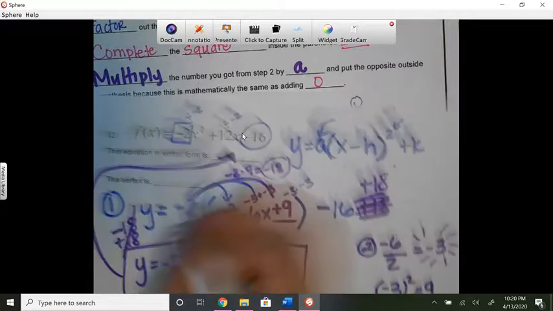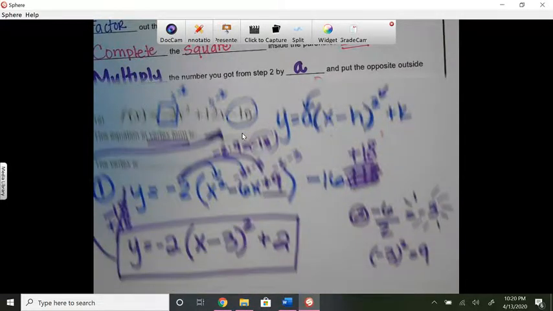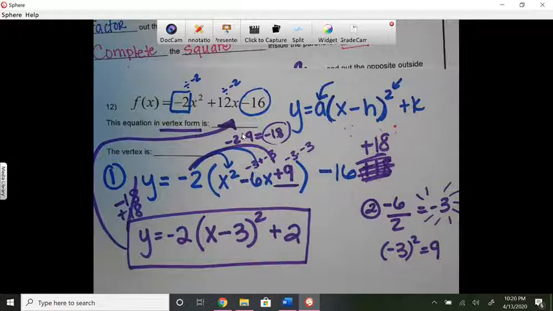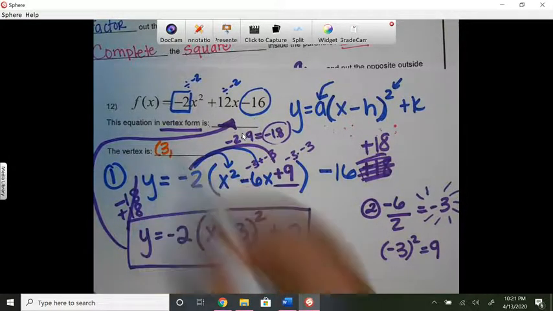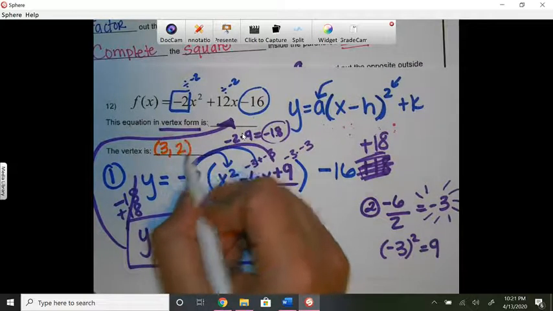That's what it would be in vertex form. And then because it's in vertex form, the vertex would be the opposite of this, so 3, and then 2. That would be our vertex.